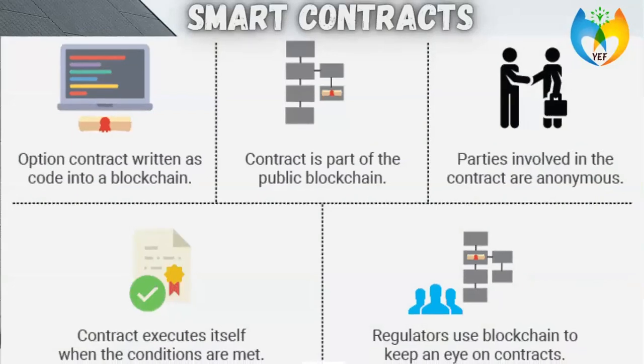What is a smart contract? Option contracts written as code into a blockchain. The contract is a part of the public blockchain. Parties involved in the contract are anonymous. The contract executes itself when the conditions are met. Regulators use blockchain to keep an eye on contracts.